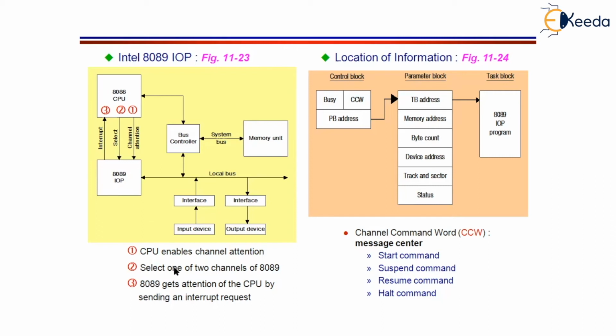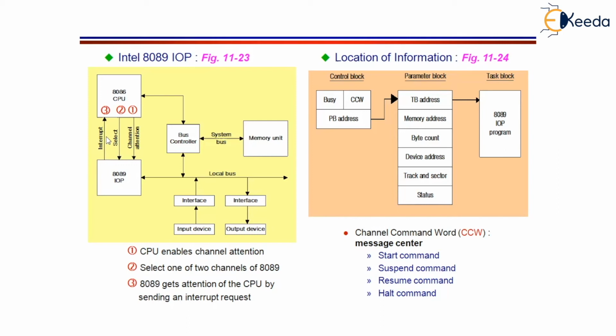Now, the CPU enables the channel attention. This is the channel attention. When the channel attention is enabled, 8089 gets selected, after which it is going to select one of the two channels of 8089 by using the select lines. After which 8089 gets the attention of the CPU by sending an interrupt request. So the moment 8089 gets interrupted, it is going to tell the CPU that it is ready. So the interrupt line will be used by 8089 to interrupt the 8086.